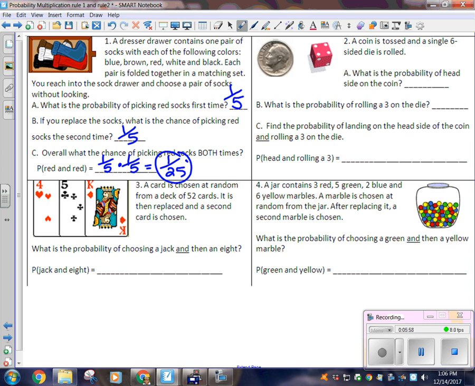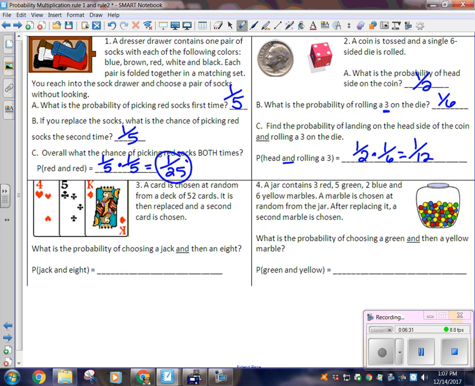A coin is tossed and a single six-sided die is rolled. What is the probability of head side on a coin? 1 out of 2. What's the probability of rolling a 3 on the die? 1 out of 6. What's the probability of landing on the head side and rolling a 3? Notice the word is and. It would be 1 out of 2 times 1 out of 6, which would be 1 out of 12. I have 1 chance out of 12 of getting both of those events to happen like I want it to.